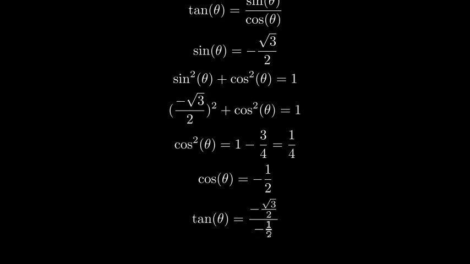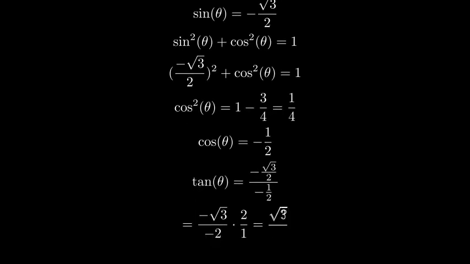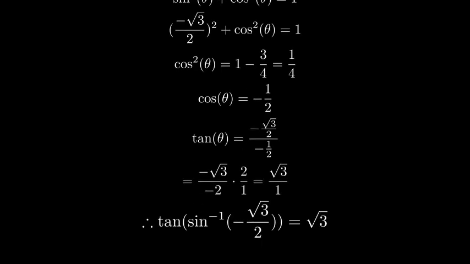Substituting our values into the tangent formula, we get negative root 3 over 2 over negative 1/2. The negative signs cancel out, and when we divide fractions, we multiply by the reciprocal. This gives us root 3, which is our final answer.